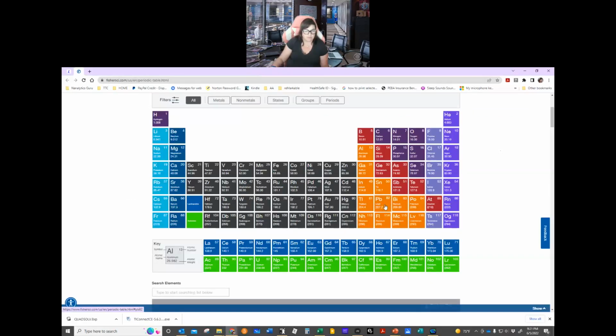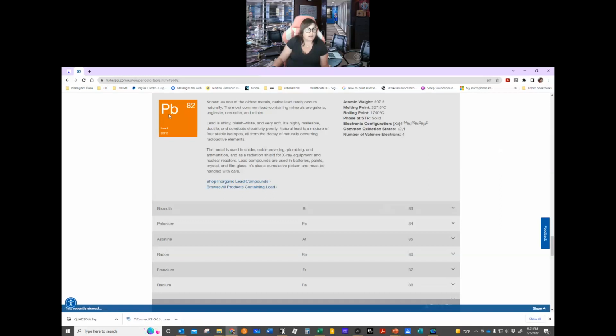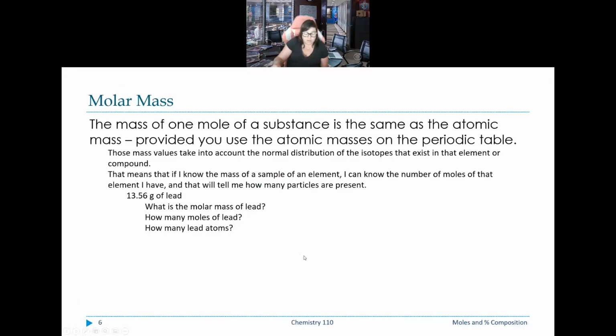Lead is right here. It is number 82. Its mass is 207.2. So 207.2 AMU or 207.2 grams per mole. Molar mass is going to be the 207.2 grams per mole. Awesome. Now, how many moles of lead do I have? So I have 13.56 grams, right?